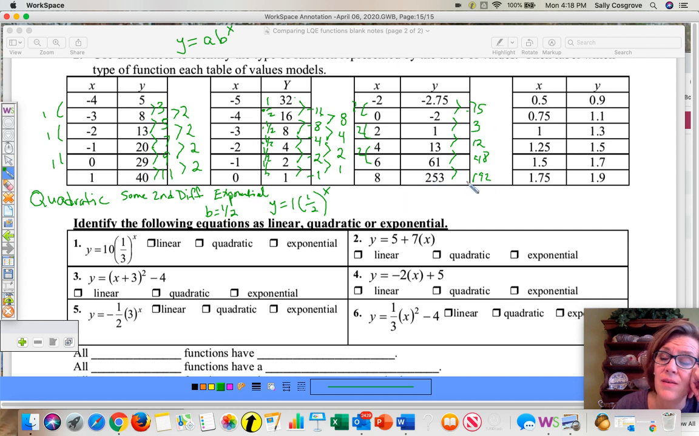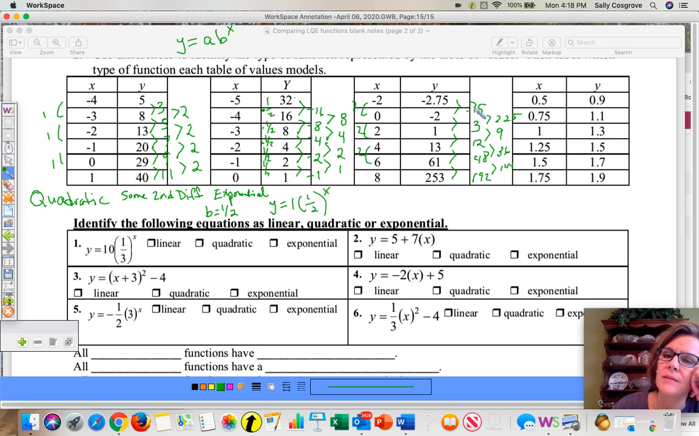Aha. Well, are the first differences the same? No. Okay. So let's go back and find the second differences. From 0.75 to 3 is 2.25. From 3 to 12 is 9. From 12 to 48 is 36. From 48 to 192, 192 minus 50 would be 142, plus 2 is 144.